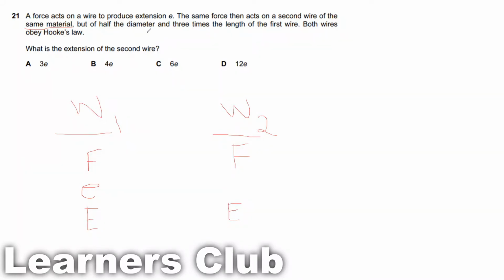but half the diameter. So if I take the diameter of Y1 as D, the diameter of Y2 is D by 2. And 3 times the length of the wire. So Y1, I'm taking it as length L, and Y2, I have to have 3 times, so 3L. The question is, what is the extension of the second wire? So I have to make E2 my subject.